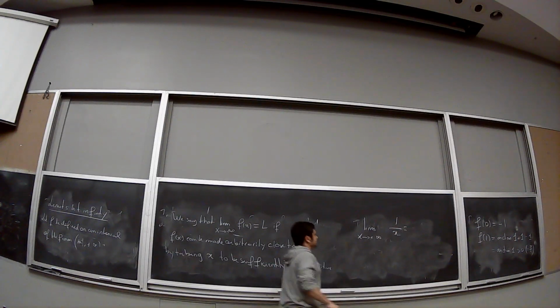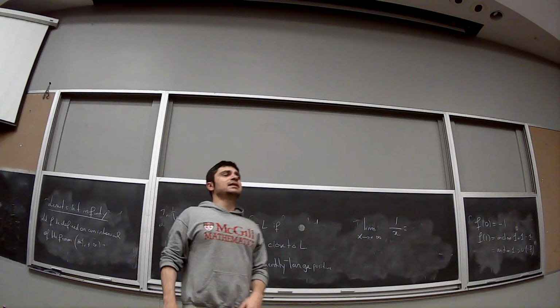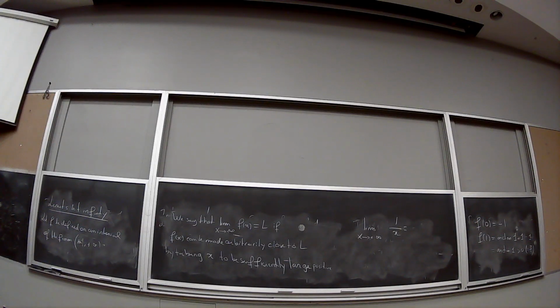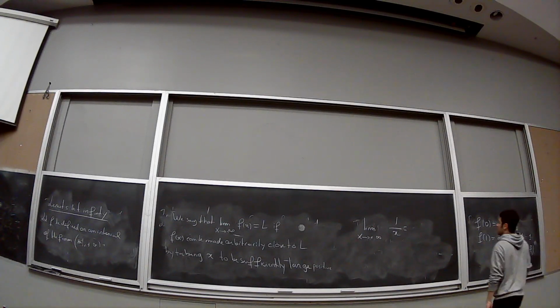Limit as x approaches infinity of 1 over x. Now, if x is approaching infinity, where do you expect 1 over x to go? x is a very large positive number. What do you expect 1 over x to be? Does that make sense?